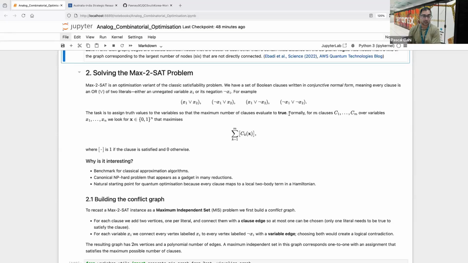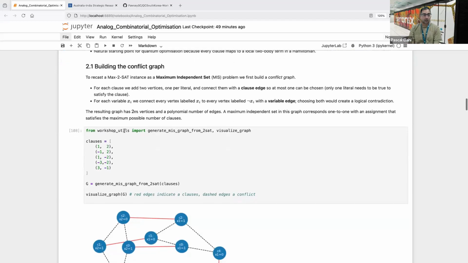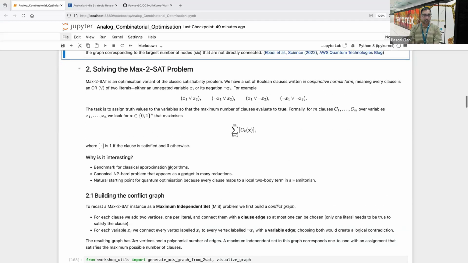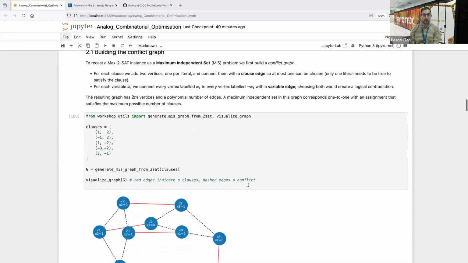Now, this particular problem isn't necessarily meant to show that there's quantum advantage. It's more that you can pose this problem as an MIS problem and then have Aquila rapidly solve essentially the MIS of this. So why is it interesting? It's a benchmark for classical approximation algorithms, a canonically NP-hard problem that appears as a gadget in many reductions, and it's quite a natural starting point for quantum optimization because it maps to the two-body problem.